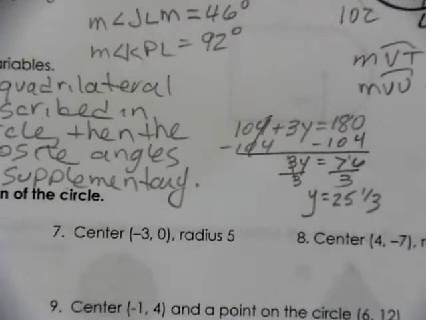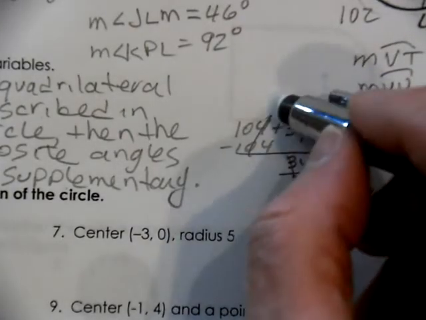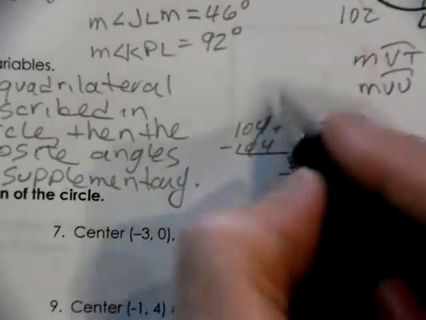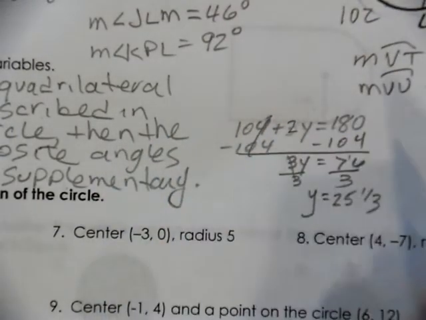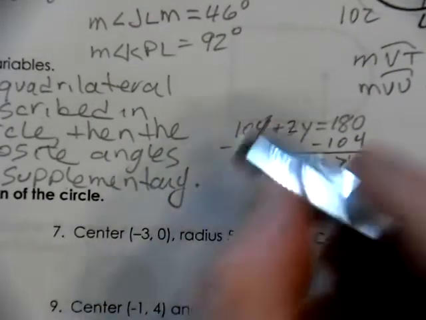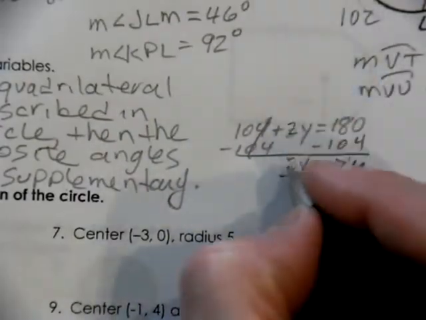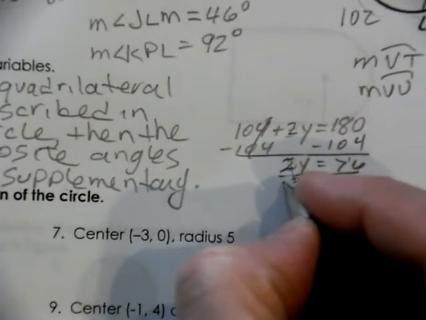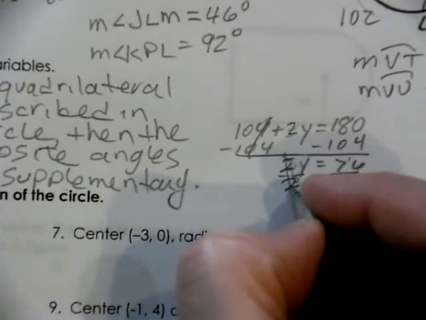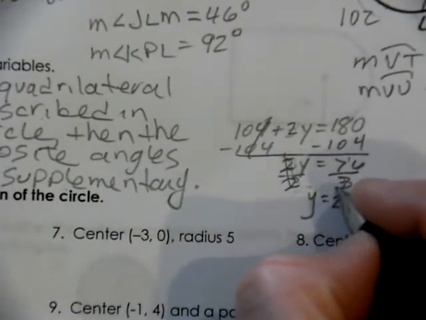Oh, that's not a 3, that's a 2. That's going to work out better. That is a 2y. Did you just copy me? Or did you notice that? Don't be a copier. So we divided by 2.